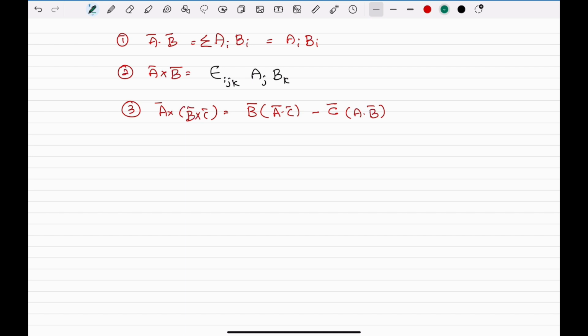This is another theorem, a very important theorem, or rather identity, which we are going to prove today. A cross B cross C is equal to B into A dot C minus C into A dot B. Here A dot C is a scalar, so B into some scalar. It's a vector triple product, triple vector product.